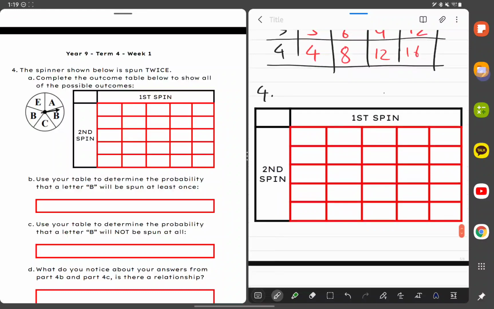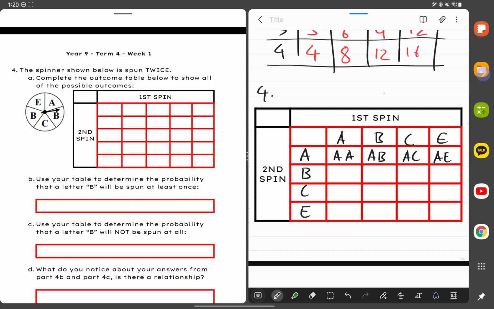Okay, possible outcomes. Here we go. I'm gonna say a possible outcome is A, B, C, and E. For the second spin, I also have the same combination, same things that could happen. Right? Cool. First spin and second spin put together. Now we're going in the middle. I can get an AA, I can get an AB, I can get an A and a C, I can get an A and an E.